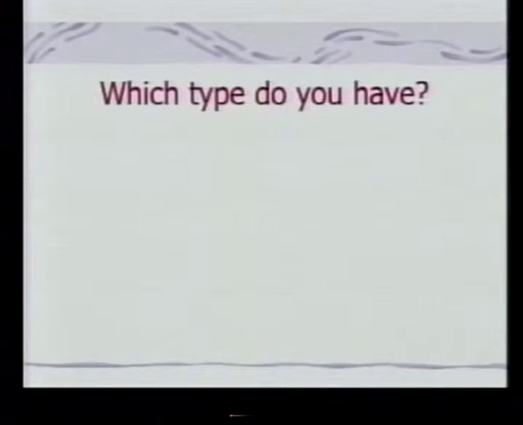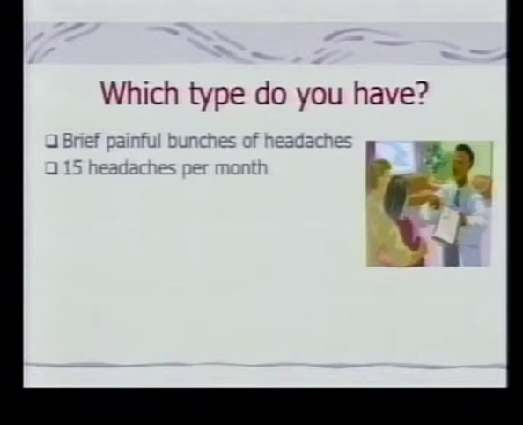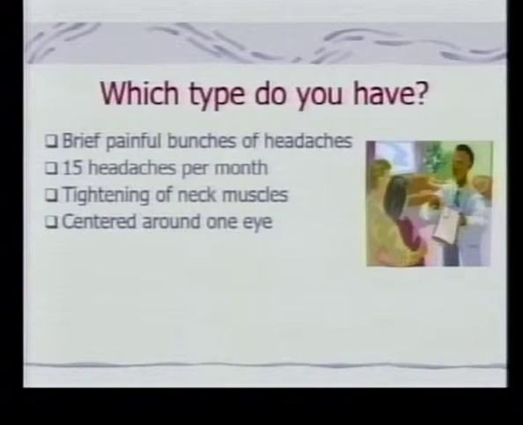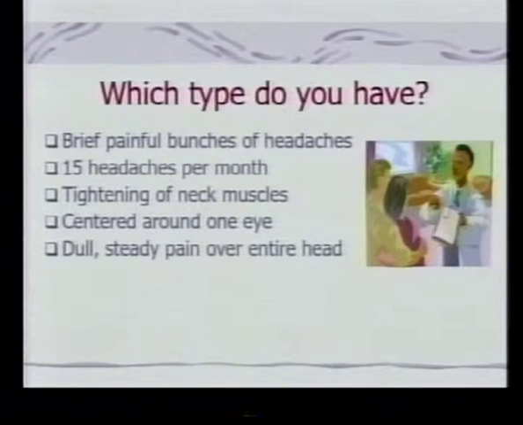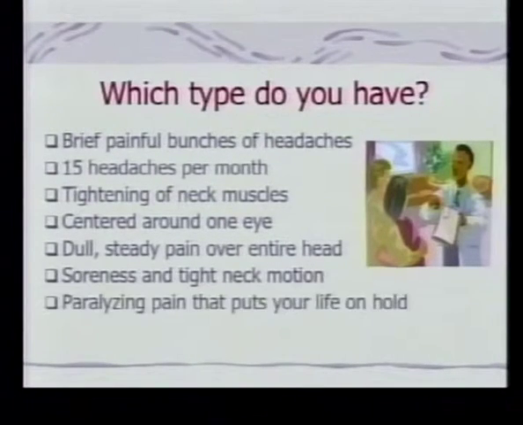Now, which type do you have? There's a couple different features for each kind. Brief, painful bunches, 15 headaches per month, tightening of neck muscles. It could be centered around one eye. It could be dull and steady over the entire head. It can involve the range of motion, so your neck could be very tight and sore. And you could have paralyzing pain that puts your life on hold completely. Let's look at our next slide.